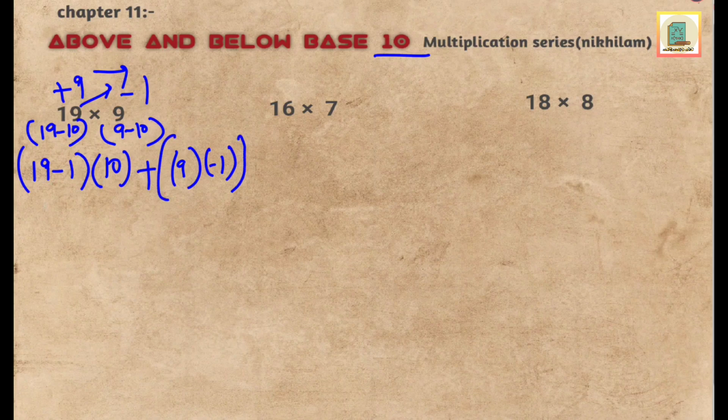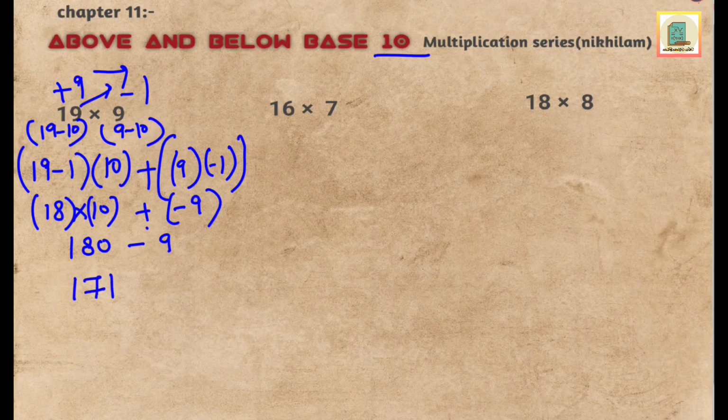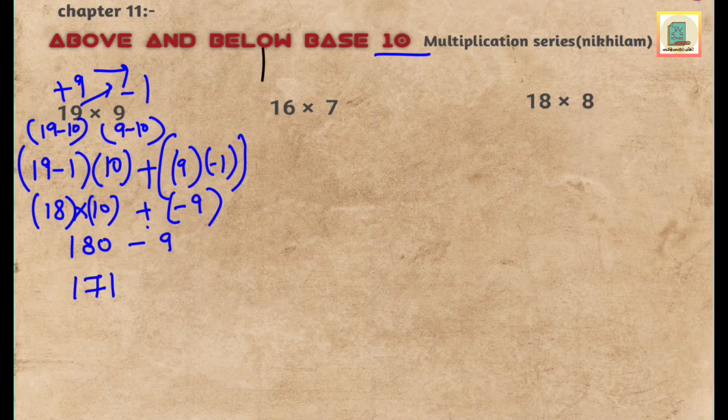So here 19 minus 1 gives you 18. Multiply by 10, plus 9 multiplied by minus 1 gives you minus 9. Now here 18 multiplied by 10 is 180, and here plus minus makes it minus, so minus 9. So the final answer is 171. Now let's understand the next question, which is 16 multiplied by 7.